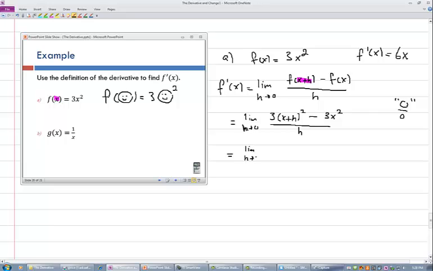So the algebra we need to do is multiply out this x plus h quantity squared. And so this is going to be 3 times x squared plus 2xh plus h squared, all minus 3x squared, divided by h. Now I'm going to explain where I got this x squared plus 2xh plus h squared. Remember, if you have x plus h squared, what does this mean? It means you have x plus h times x plus h.